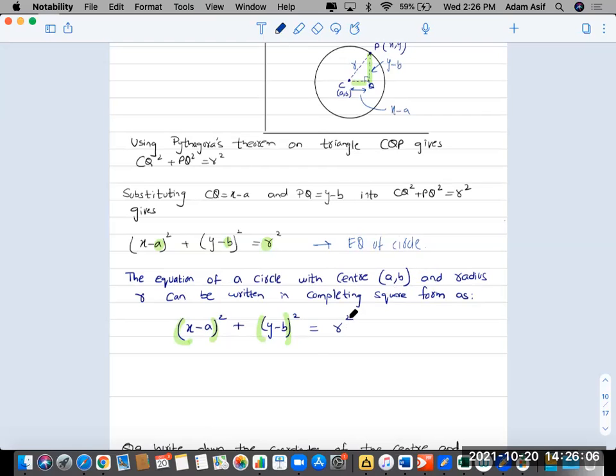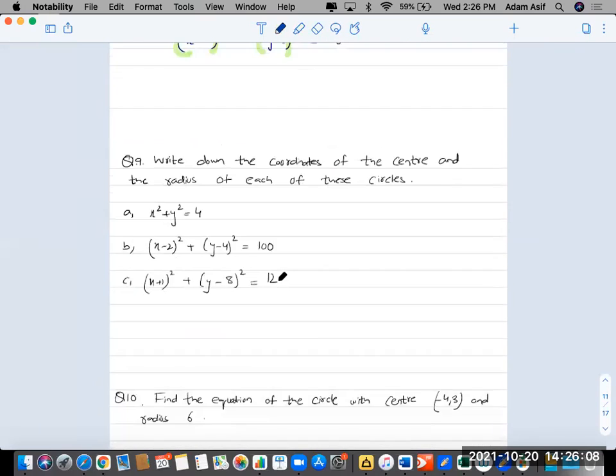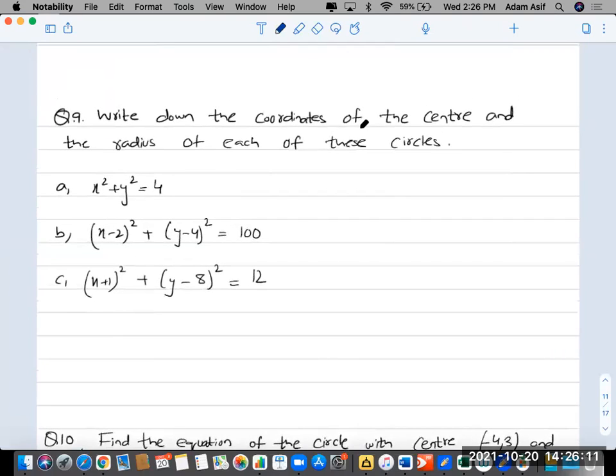radius of the circle. Now for example, this equation, write down the coordinates of the center and the radius of each of these circles. X square plus Y square equals 4 represents the equation of a circle. Okay? Do we agree with that? X square plus Y square equals 4.